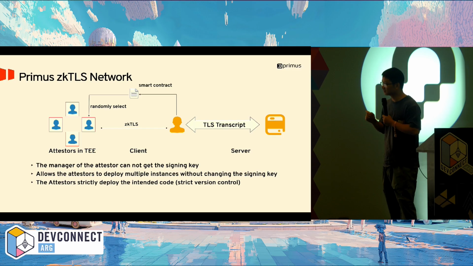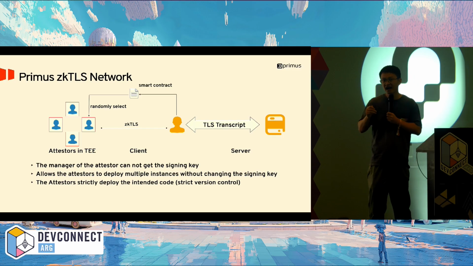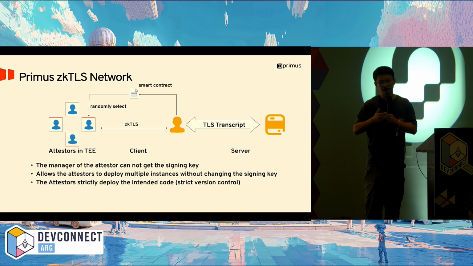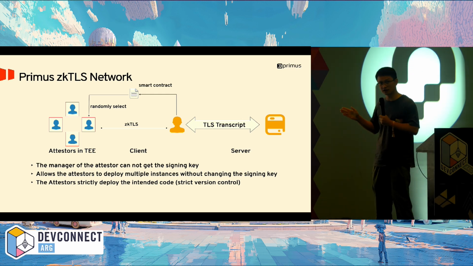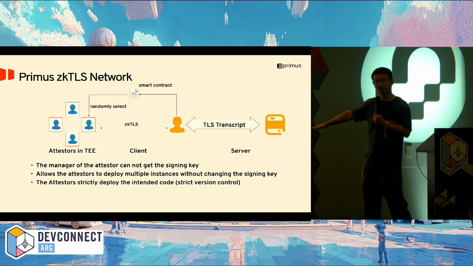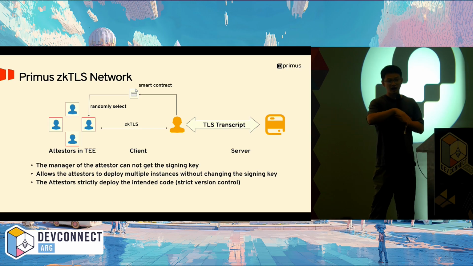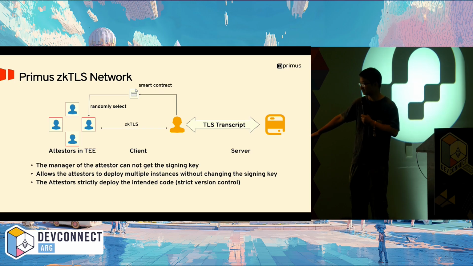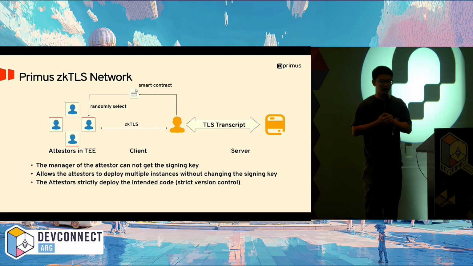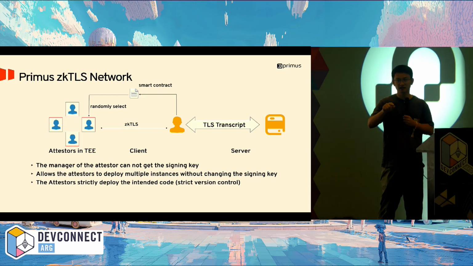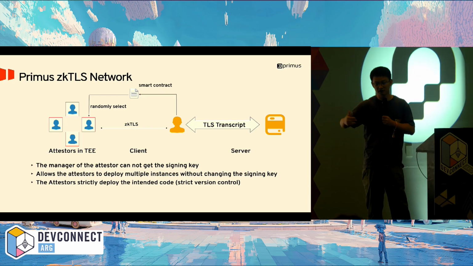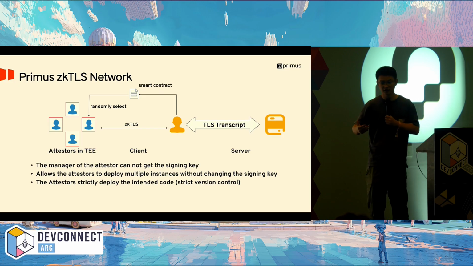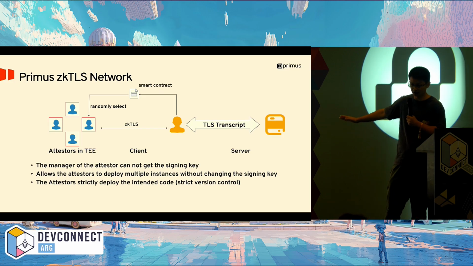And the second thing is that they have the ability to deploy multiple instances without changing the signing key. This is the most difficult part of using TEE, because the original TEE generates the secret key in the hardware. So when you deploy multiple instances, the key will change. In order to enable one attester to deploy multiple instances without changing the signing key or the address, you need support inside the TEE.